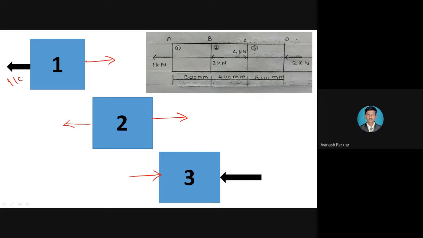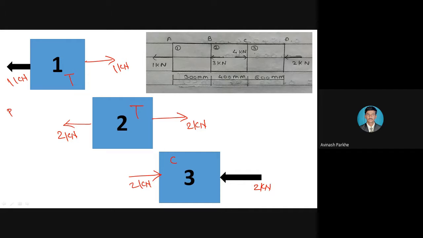This is of 1 kilonewton. This is also 1 kilonewton, which is tension. This is section 2, 2 kilonewton. At another side, 2 kilonewton. This is again tension. Section number 3 is subjected to 2 kilonewton. At another side also 2 kilonewton. It is under compression.